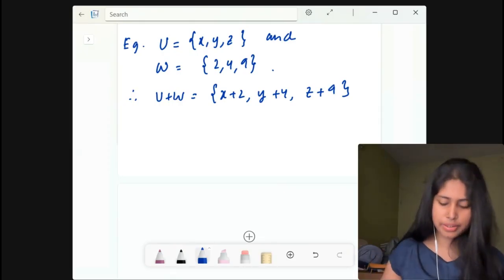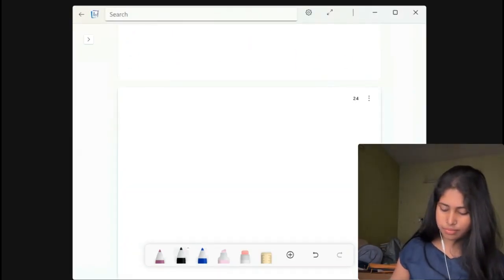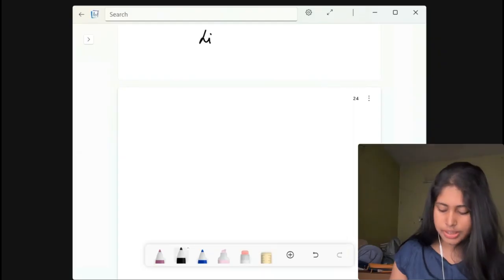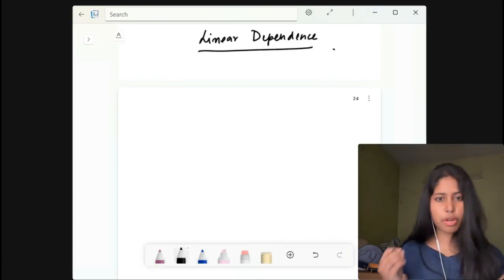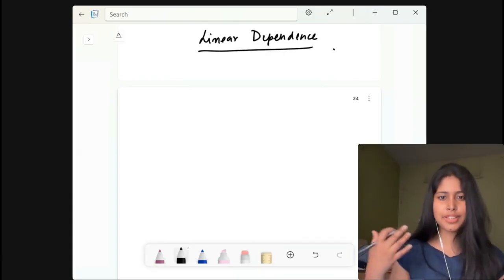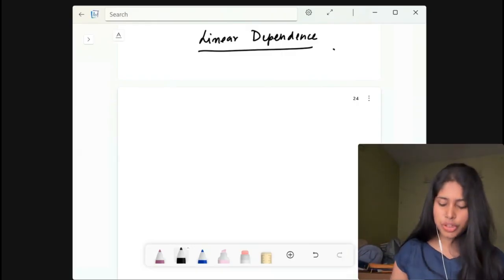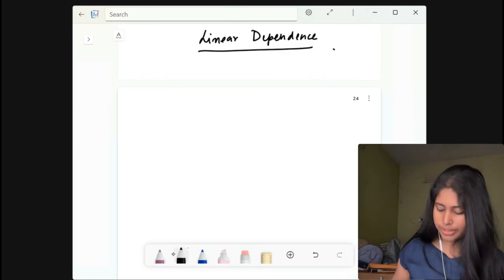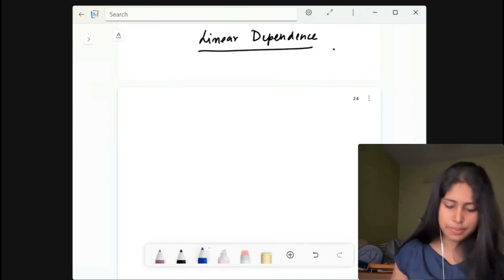Now, let me write it. What is linear dependence? Linear dependence. Now, this is a very important definition. Please write it and try to understand this concept as much as possible. Okay, so yes, let me write it. What is the definition of linear dependence?